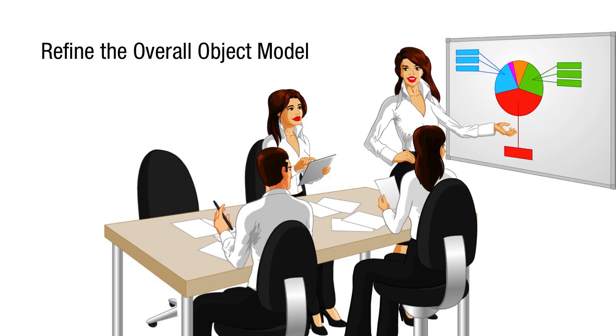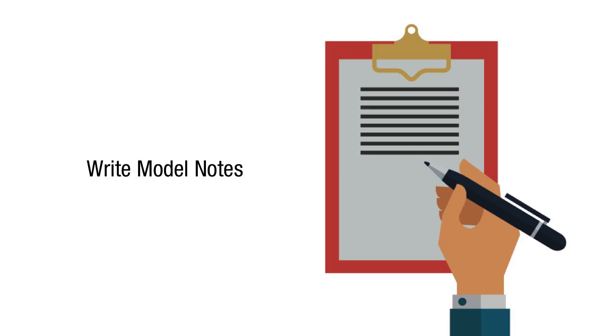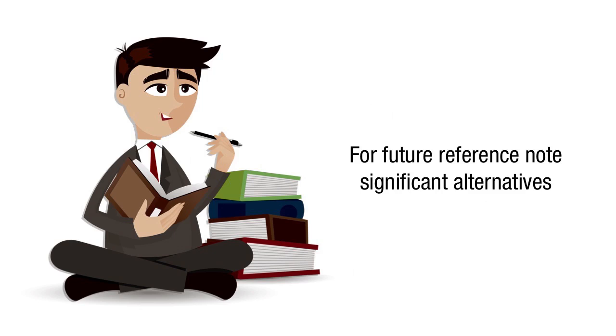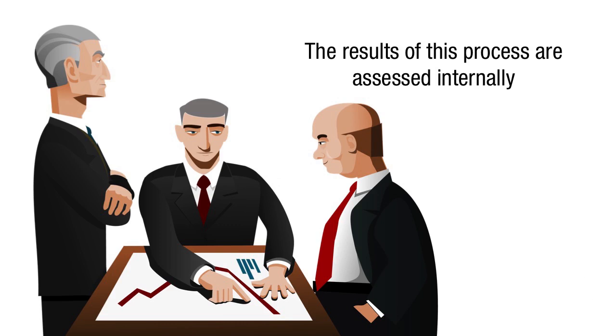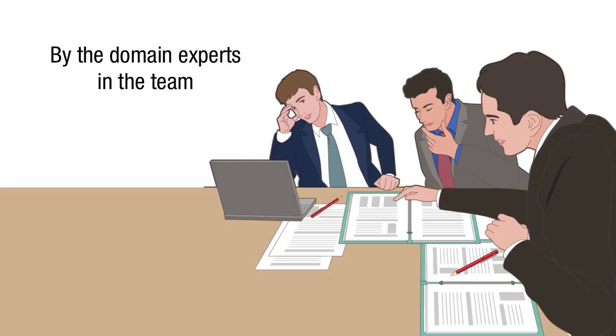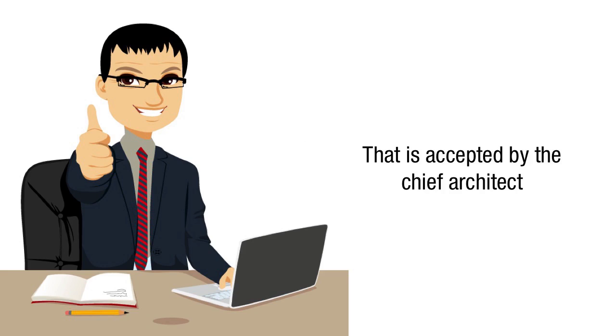Refine the overall object model. This is required. After iterations, the modeling team refines the overall object model. Write model notes. This is required. For future reference, note significant alternatives and/or complex or detailed model shapes. Verification of the results. The results of this process are assessed internally by the domain experts in the team and, if necessary, externally by business users. Exit criteria. The modeling team must provide an object model that is accepted by the chief architect.